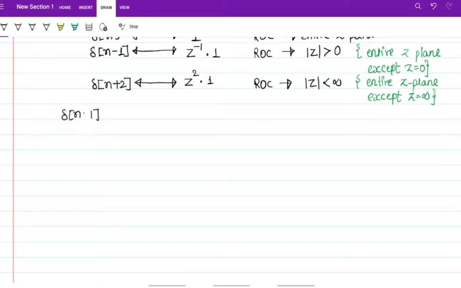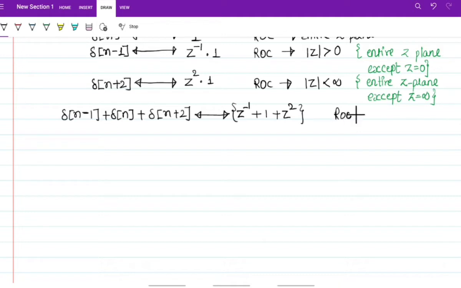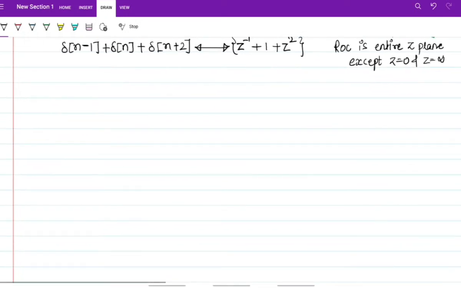Now let's move on to our third property, or one more I missed here, delta n plus 1 suppose, or delta n minus 1 plus delta n plus delta n plus 2. So what will be the z transformation of this one? The z transformation of delta n minus 1 is z to the power minus 1, the z transformation of delta n is 1, and the z transformation of delta n plus 2 is z to the power 2. And what about the ROC? The ROC in this case is the entire z plane except z is equal to 0 and z is equal to infinity. Now the next property is scaling.